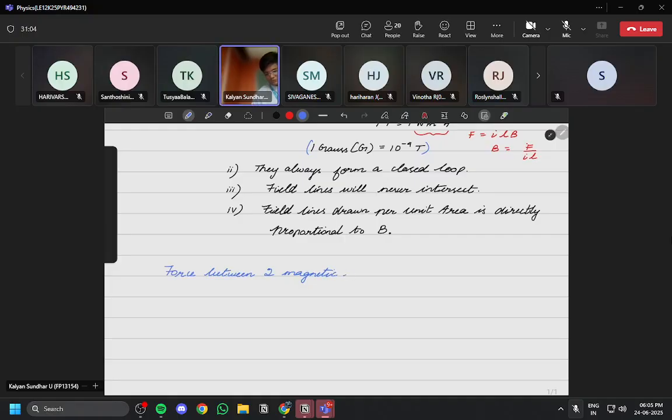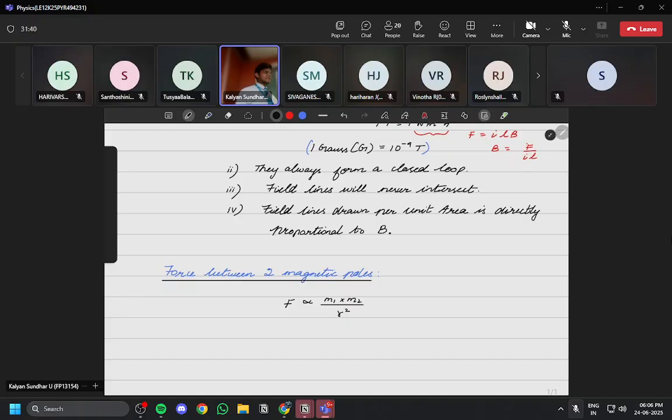So the next one is about the force between two magnetic poles, which is the same as your Coulomb's law. It is expressed as F directly proportional to your pole strengths, M1 into M2, and inversely proportional to the square of the distance between them. I'm taking the distance between them as R. Same as your Coulomb's law, right?